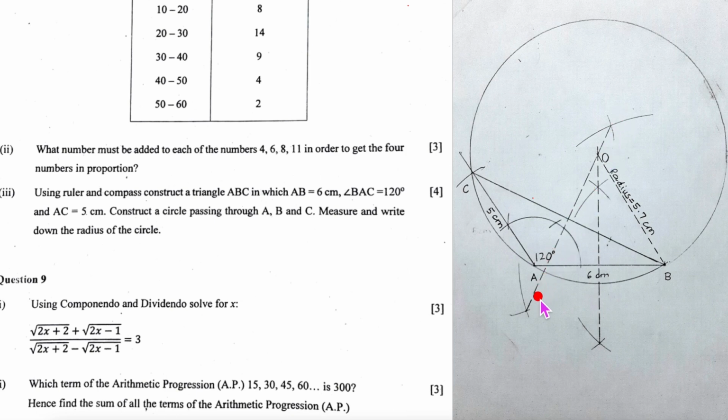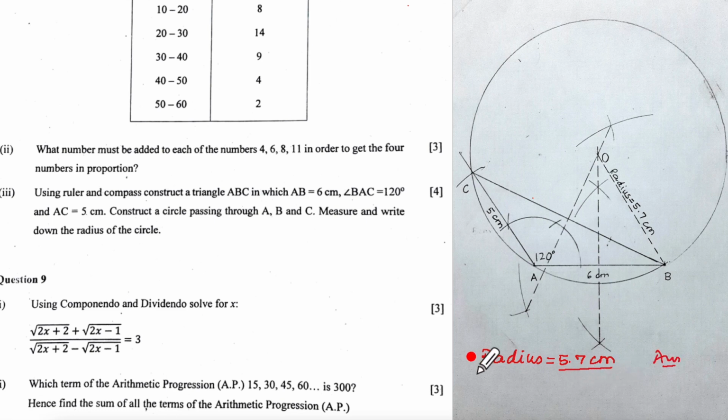So I have bisected BC. This one is the bisector of BC and this one is the bisector of AB. Where the two intersect, that is your radius up to here. Use this as the radius. Take this point as the center of the circle and draw the circle which will pass through all 3 points. And then we have to write the radius equal to 5.7 centimeters, and that is our answer.